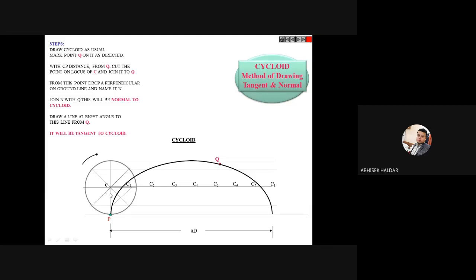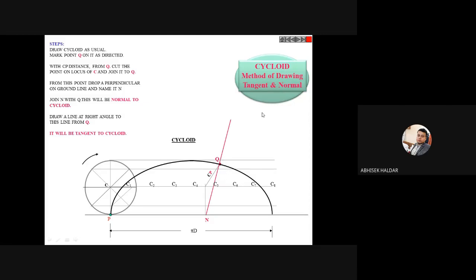Take your compass. Take this much distance, CP, the radius of this circle, in your compass. Place it at your point Q and cut it on this central line, that means the line coming from the center C, on which C1, C2, C3, C4 are there. So this is my CP. You can see this is my CP. Once you get this intersection point, you drop down an exactly vertical line from that point, which will cut the straight line path at a particular point, which is N over here. From this point, join Q and extend, just using your scale. That is your normal to the cycloid.